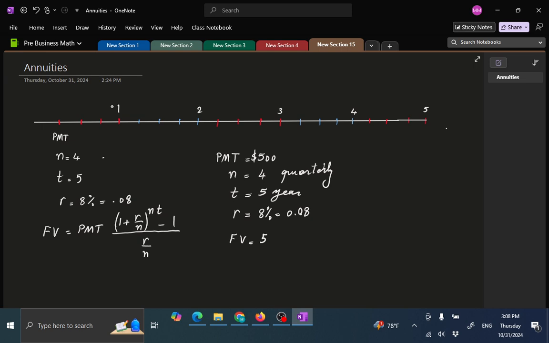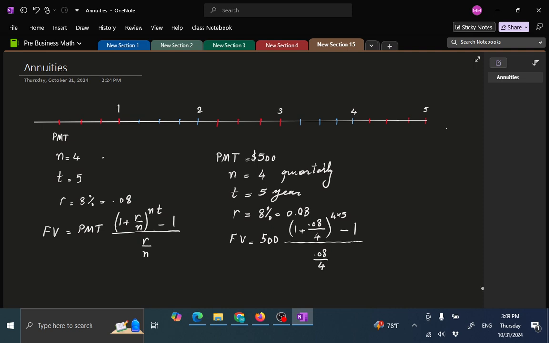times the fraction. So that's going to be $500 times 1 plus the rate of interest, which is 0.08, divided by the number of compounding periods we have every year, so that's 4. This is raised to the power of the number of compounding periods we are going to do. So 4 times 5 years, so it's going to be 20 of them. We have to subtract a 1 here and divide by this fraction again, so 0.08 divided by 4.